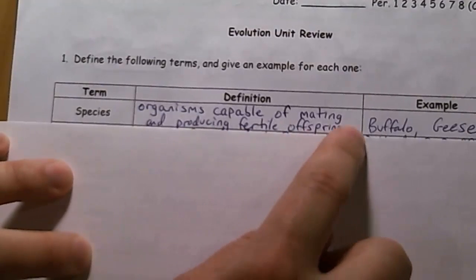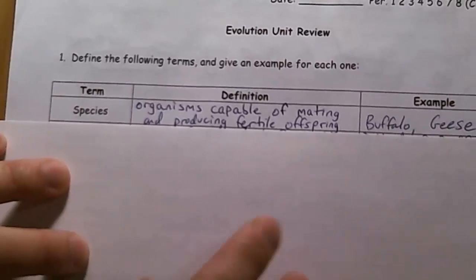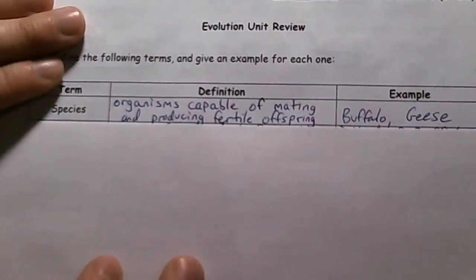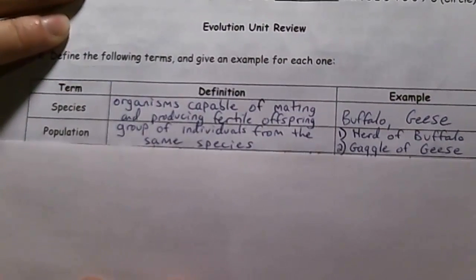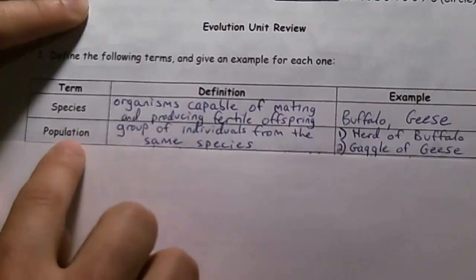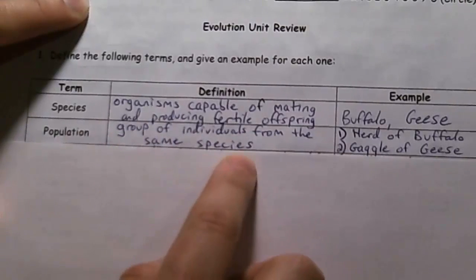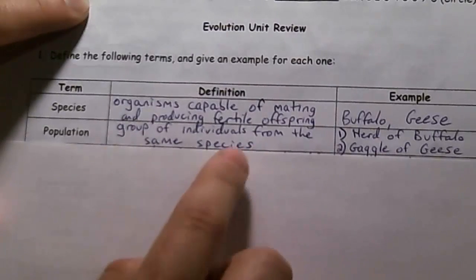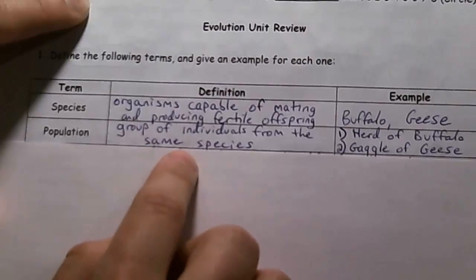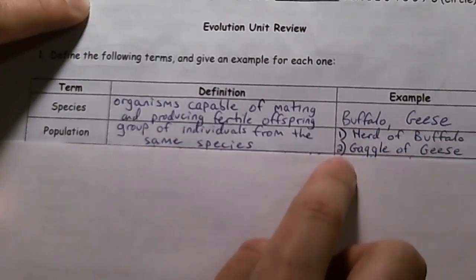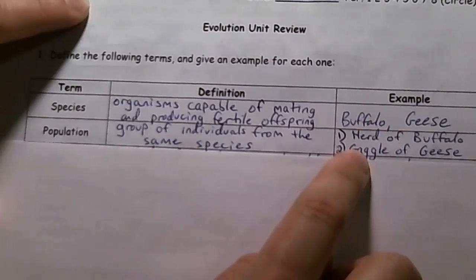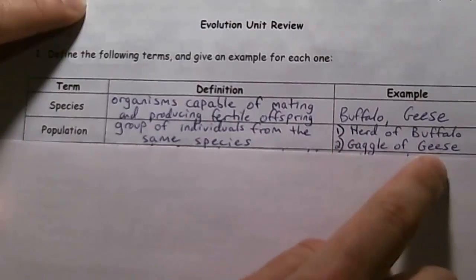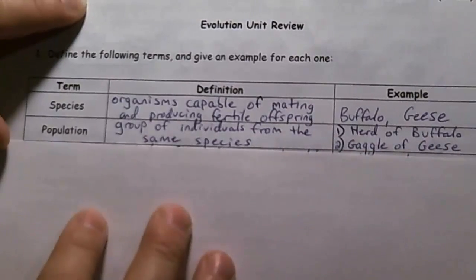Some examples of that would be buffalo or geese or human beings or really any type of organism. And that leads me to our next question: what is a population? A population is a group of individuals from the same species. So oftentimes the population of a country is measured by how many humans, humans being a species, are in that country. Well, if we talk about a herd of buffalo or a gaggle of geese, yeah, that's right, a group of geese is called a gaggle. If we talk about a group of those things, that is a population of geese or a population of buffalo.